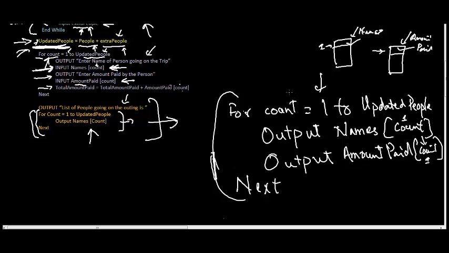Next time the loop runs, count equals 2, right? The value of count changes to 2. So this time output names 2 instead of 1, output names 2 because count is now equal to 2, and output amount paid 2, right? So this time names 2 and amount paid 2. Whatever value is stored in these elements of the array is going to be output. Next time the loop runs, count becomes equal to 3. So output names 3, instead of 2, output names 3 and output amount paid 3 also, right? So this time names 3 and amount paid 3. Whatever value is stored in these elements is going to be output.